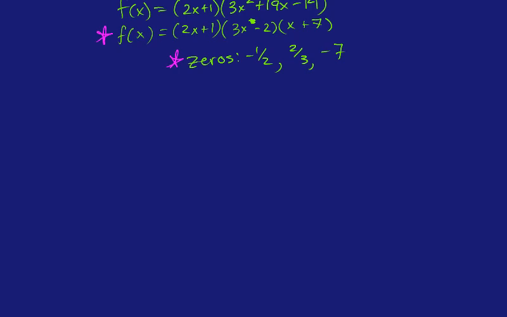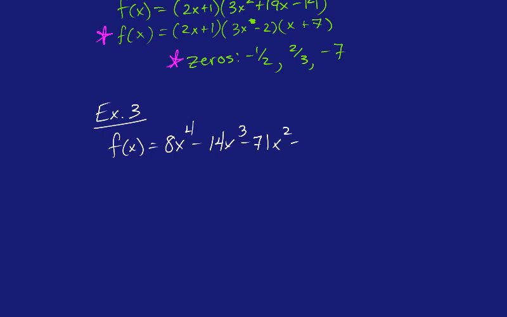But here you go. Last one might be a situation where you have the same instructions, but what they're going to give you is a function, f of x equals 8x to the 4th minus 14x to the 3rd minus 71x squared minus 10x plus 24. And they're going to tell you that two factors are going to be x plus 2 and x minus 4.